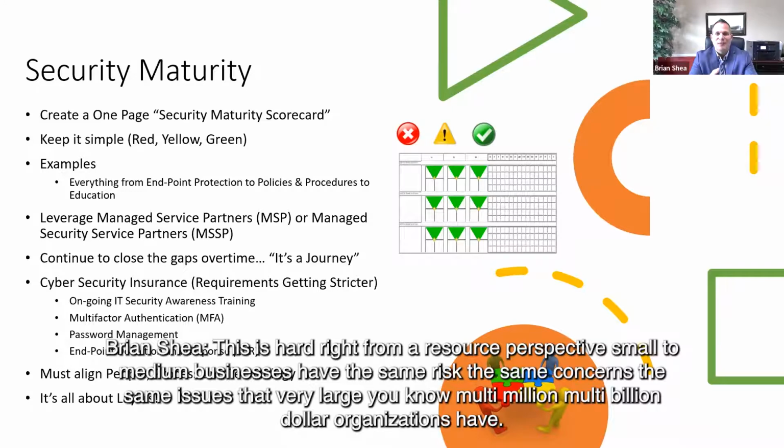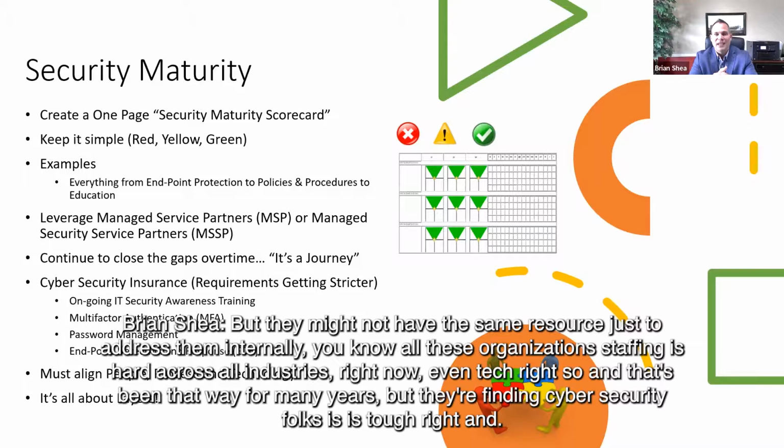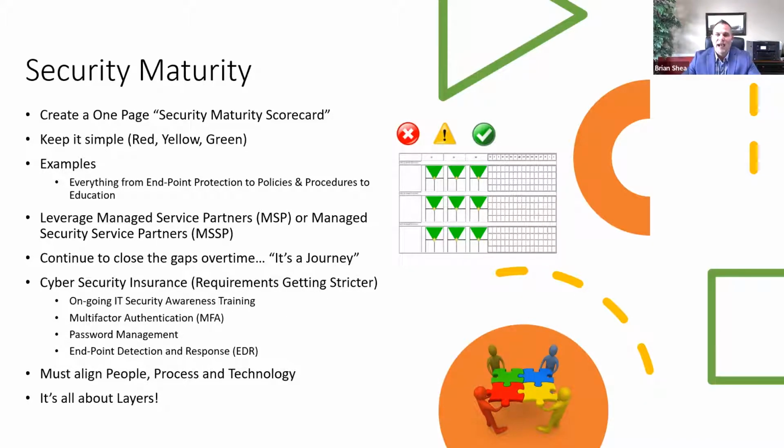This is hard, right? From a resource perspective. Small to medium businesses have the same risk, the same concerns, the same issues that very large, multi-million, multi-billion dollar organizations have, but they might not have the same resources to address them internally. Staffing is hard across all industries right now, even tech, right? That's been that way for many years, but finding cybersecurity folks is tough. And how do you do that?